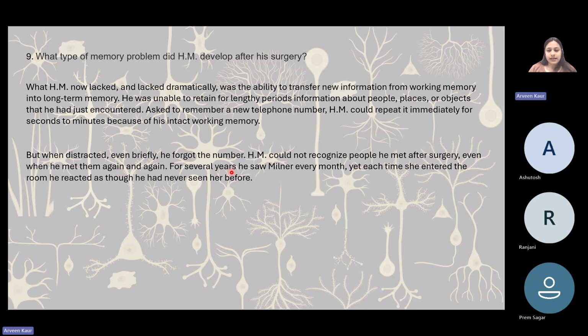For several years thereafter, he saw Milner, that is Brenda Milner, every month, right? She was the psychologist for this person. Yet each time she entered the room, he reacted as though he had never seen her before.